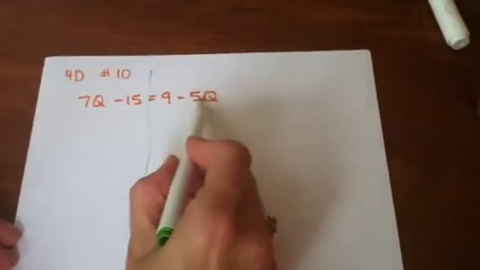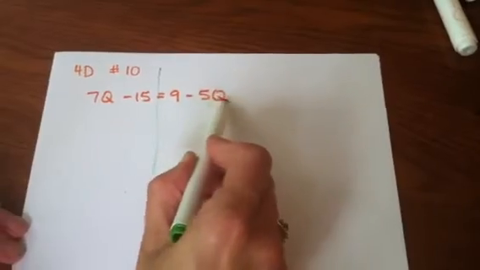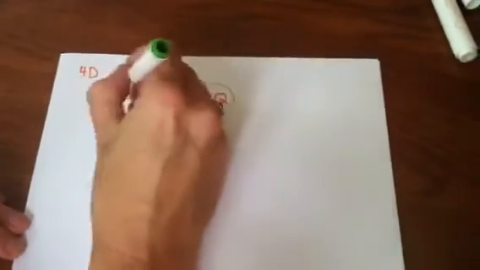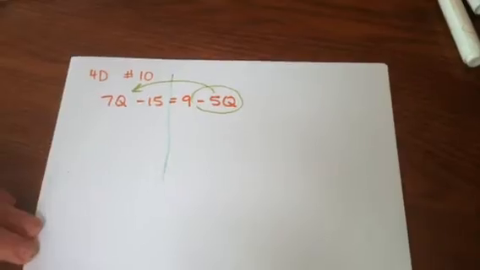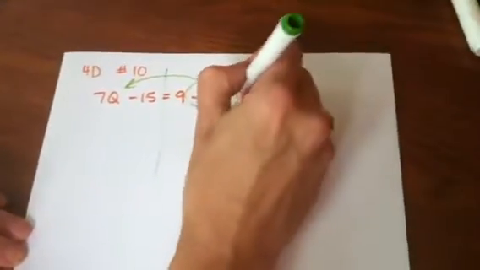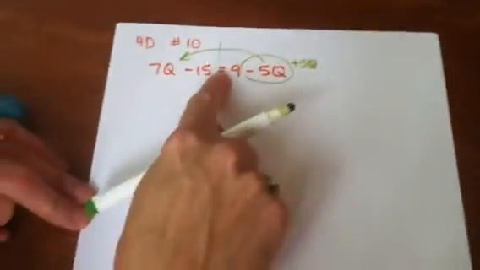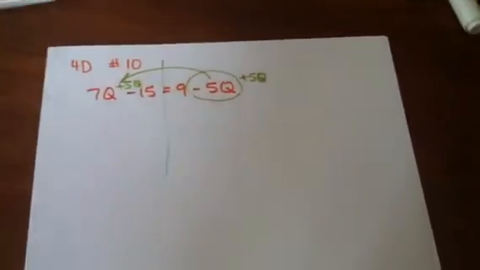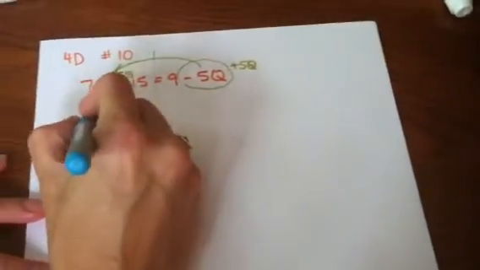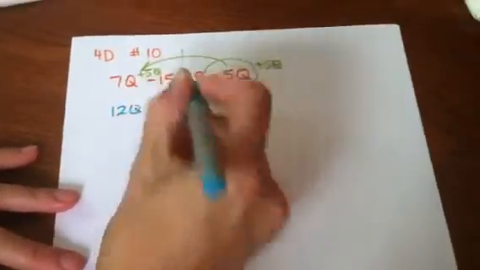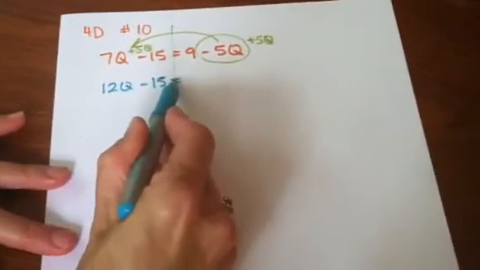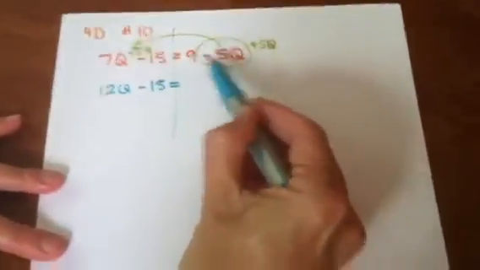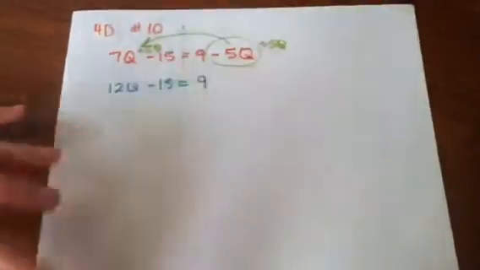Notice this isn't just any old 5Q, it's a minus 5Q. So in order to throw him over to the other side of the wall, I've got to do the opposite. What's the opposite of subtracting 5Q? Adding 5Q. If I do it on the right side of the equal sign, I've got to do it on this side too. So I'm going to add 5Q on this side. What do we got? 7Q plus 5Q is 12Q minus 15. Notice I'm trying to keep my equal signs lined up. These are gone, so I just have a boring little 9 over here on this side.